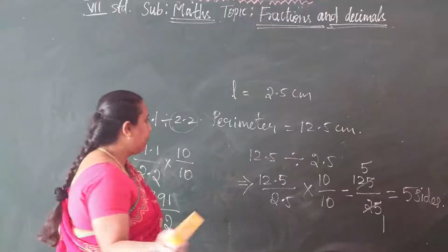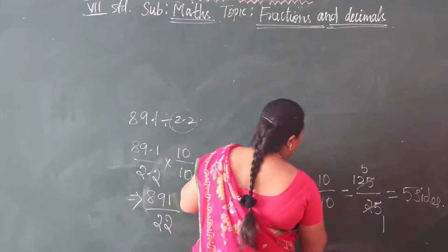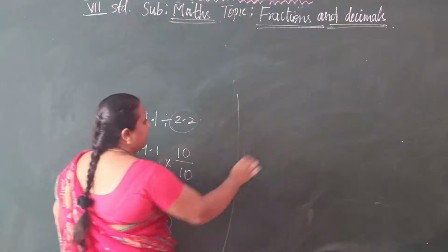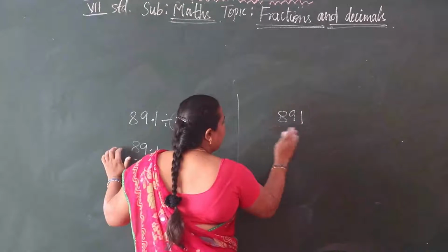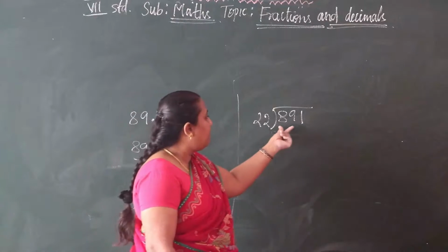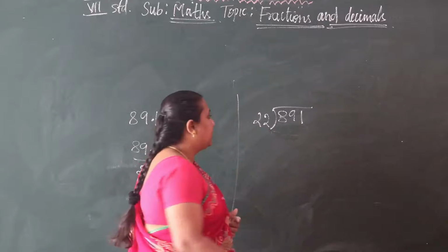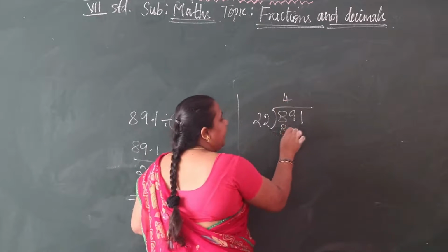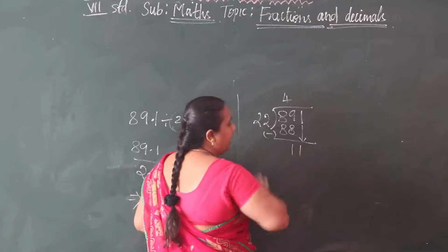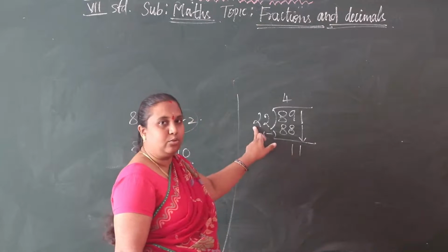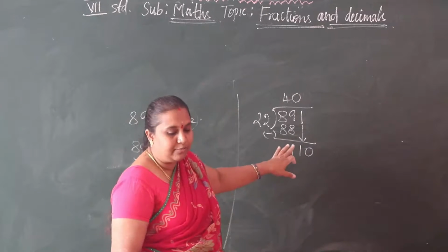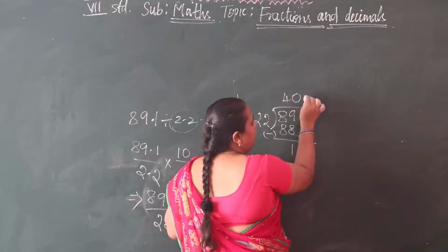We divide it by the normal method, since you may not understand the cross multiplication method. So we divide 891 by 22. This is the dividend and 22 is the divisor. We take two numbers first, as in the normal division method. 22 4s are 88. Here we have 1, and we put down 1, so we have 11. In 11 there is no 22, so we write 0 here, and then we give a dot.